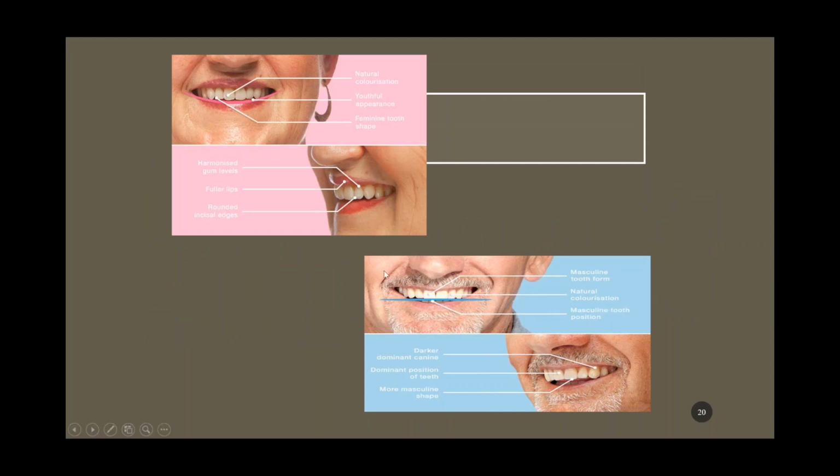So in this we can see that in the female form we have rounded edges, and there is a softness which can be seen. The gum levels are also more harmonized, and in a masculine tooth form we can see that there is a dominant positioning of the canine, and the overall teeth show a boldness.